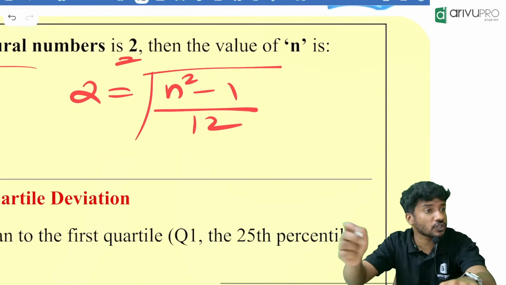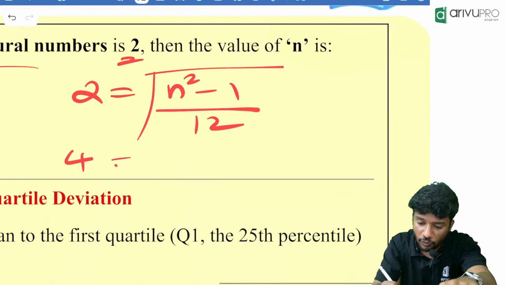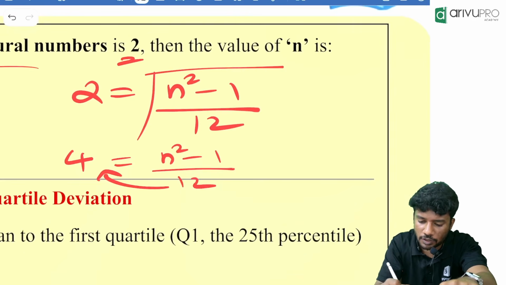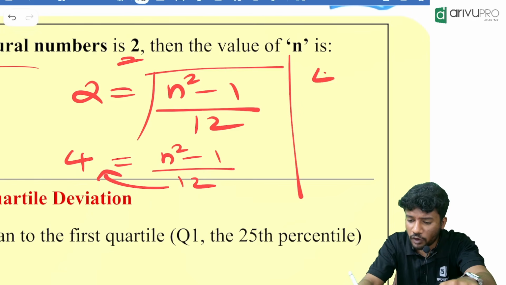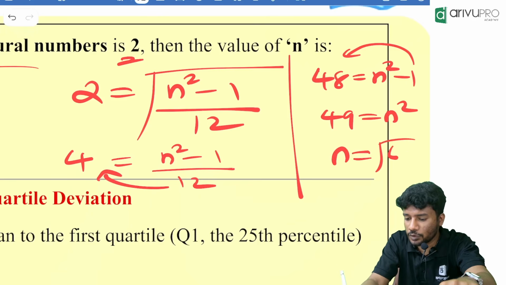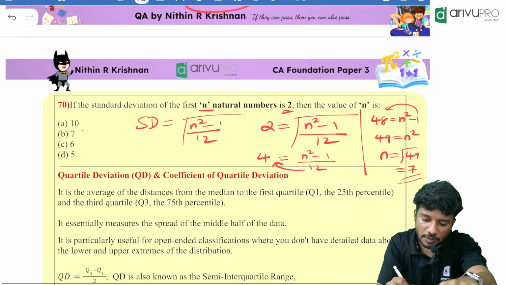Solving means square both sides. 2 square is how much? 4. What is remaining? n square minus 1 divided by 12. Cross multiply. It will become 48 is equal to n square minus 1. Minus 1 goes to this side. It will become 49 is equal to n square. n is equal to root 49, which is equal to how much? 7. Which option is the answer, people?